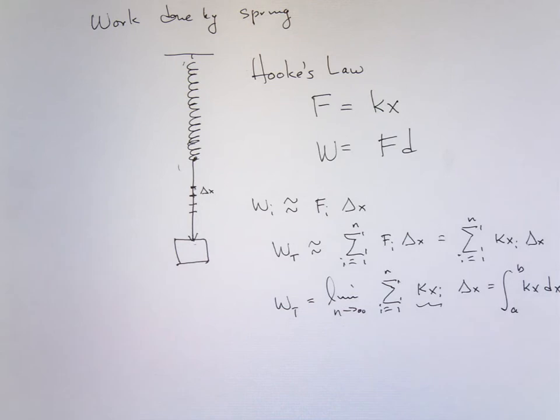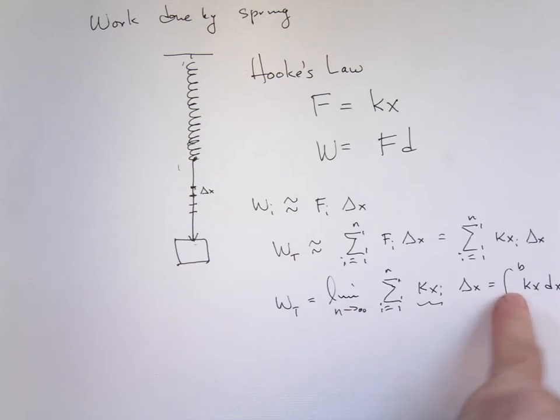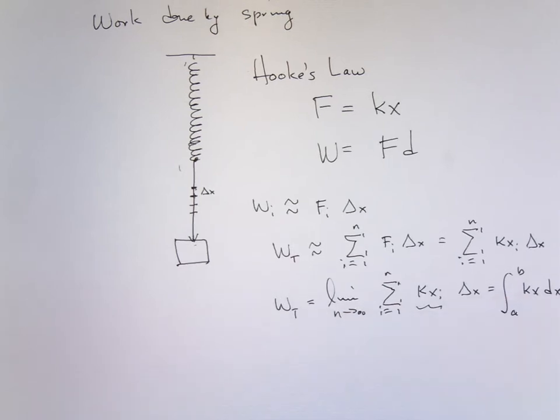Now, here's the question. You don't know what k is. You have to be given some information in the beginning of the problem to solve for k. That k is determined by the number of coils, the material, the thickness of the spring, all kinds of things. But you have to be given some piece of information.